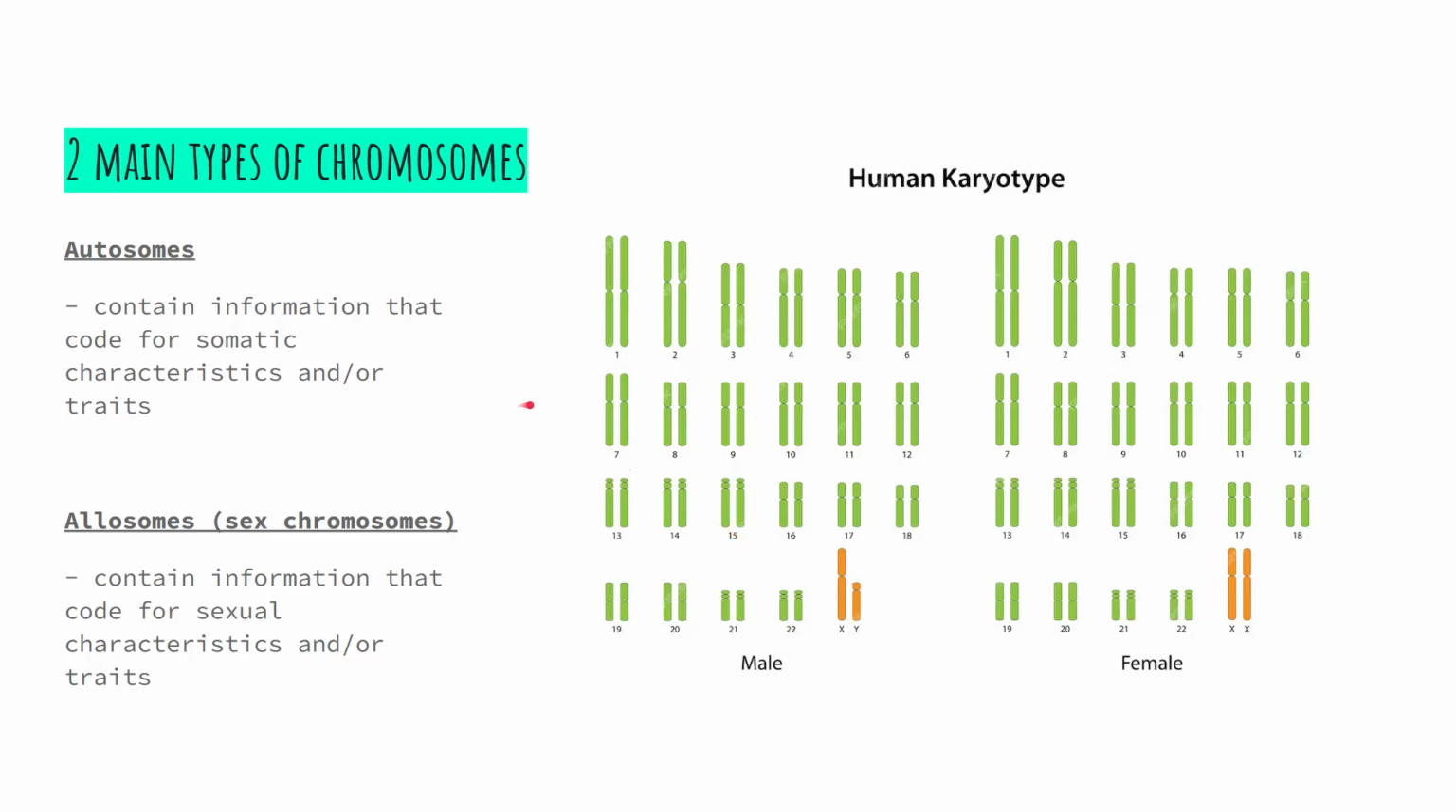All right, so the reason that we have that 23rd pair in a different color is because that is actually our sex chromosomes. That determines biologically whether you will be a male or a female and the other things that come along with that. Okay, whereas all the other chromosomes, so 1 through 22 for a human, they are your autosomes. They contain the information that code for somatic characteristics.